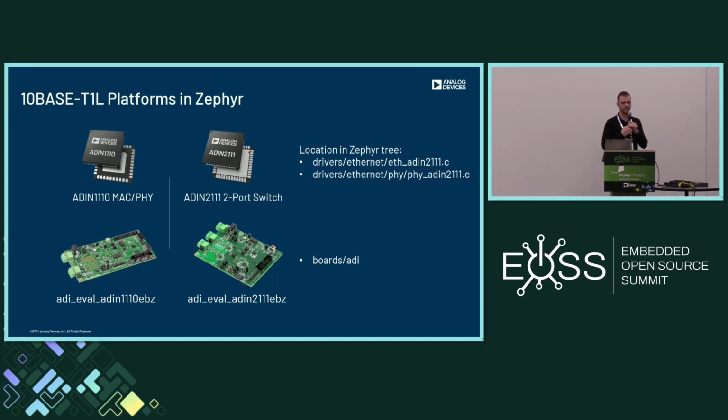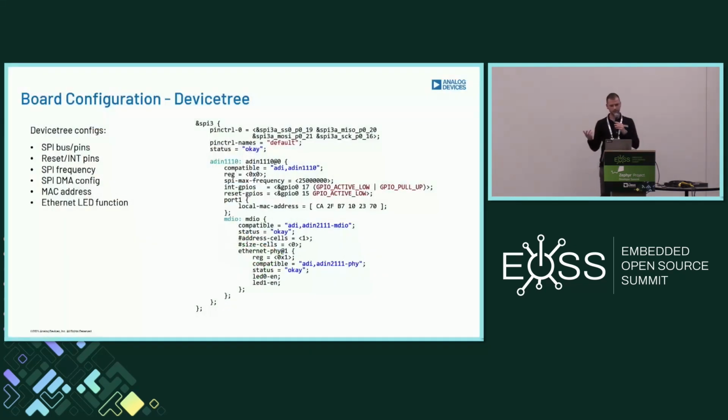These evaluation kits have onboard STM32L4 MCUs with things like temperature sensors, for example, which are useful when developing proof of concept applications. So these boards will be a great starting point for developers looking to get started with 10BASE-T1L within Zephyr. Of course, you have the option to interface to any host processor of your choice using the exposed SPI headers on these boards. So once you choose your platform, next up is device tree configuration.